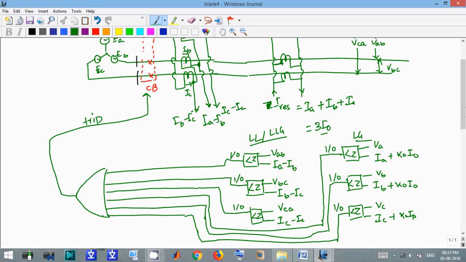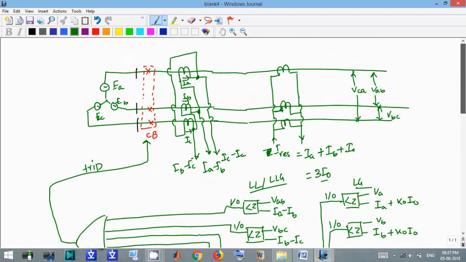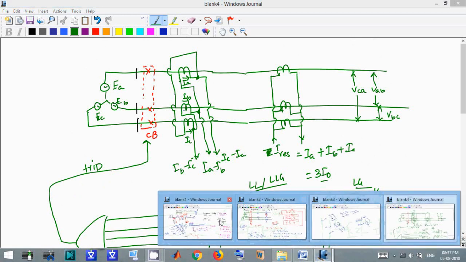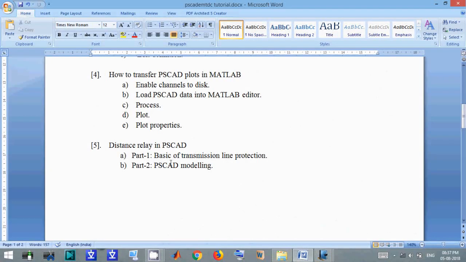So after this, by this concept we can build a PSCAD model. So this is the basics of transmission line protection for part 1 video. Then the next video, this is part 2, we will look at PSCAD modeling in the second part. So this is the end of this video.